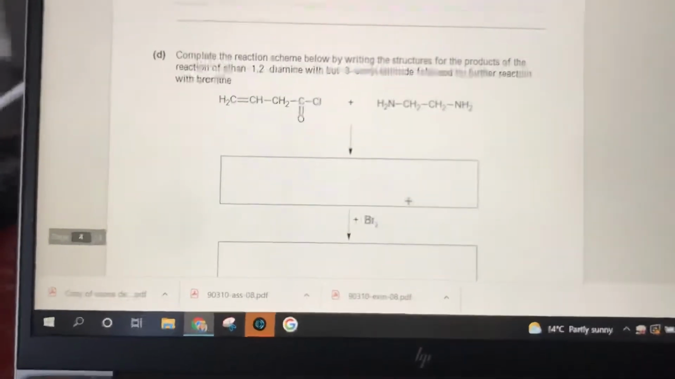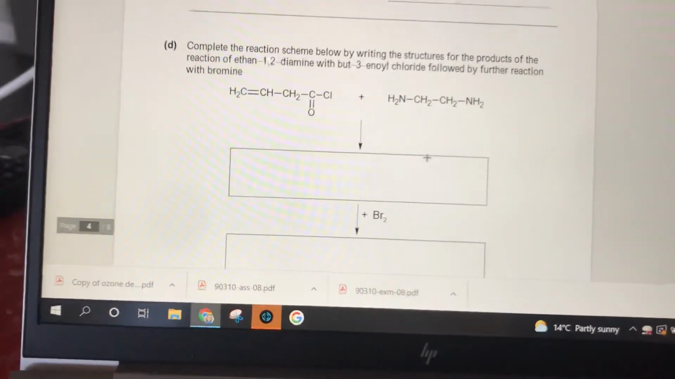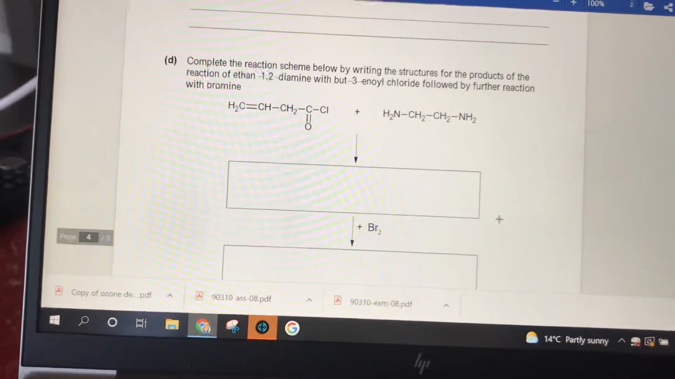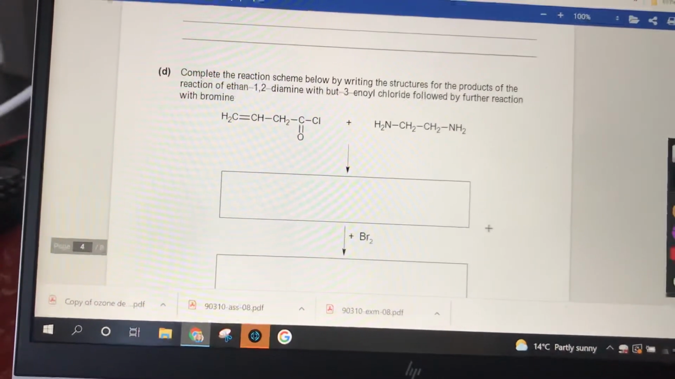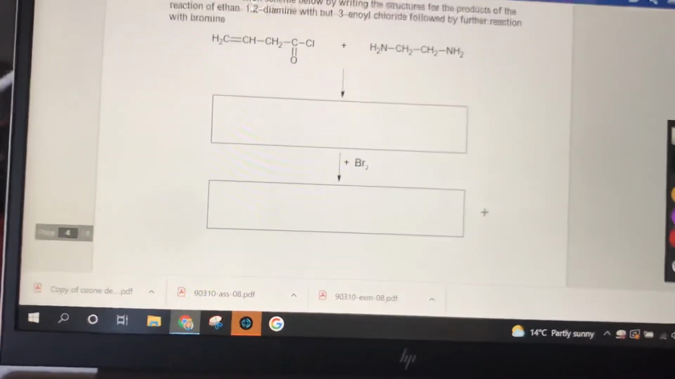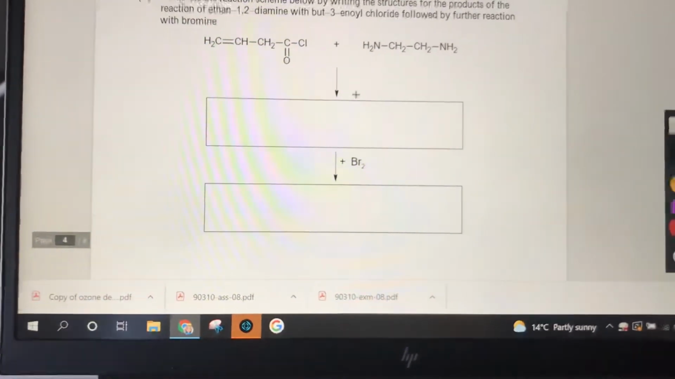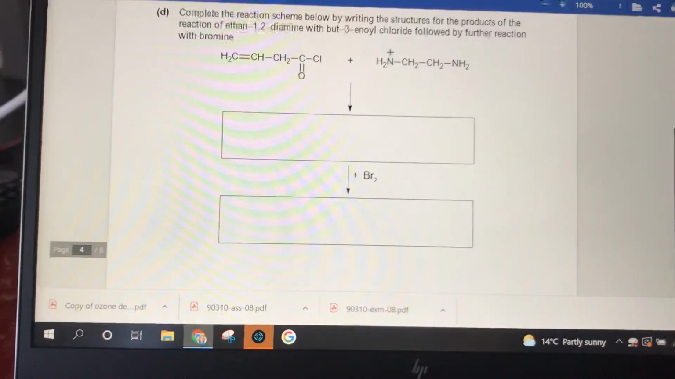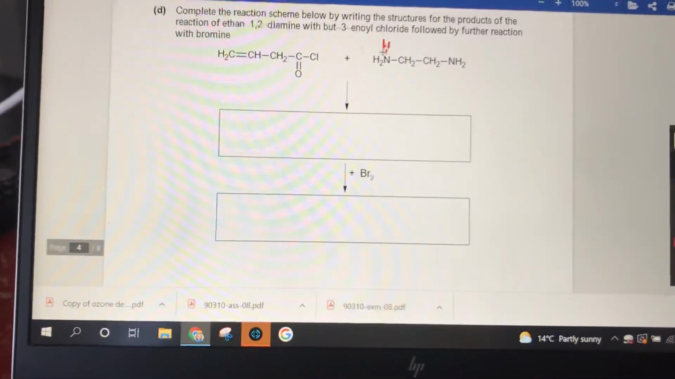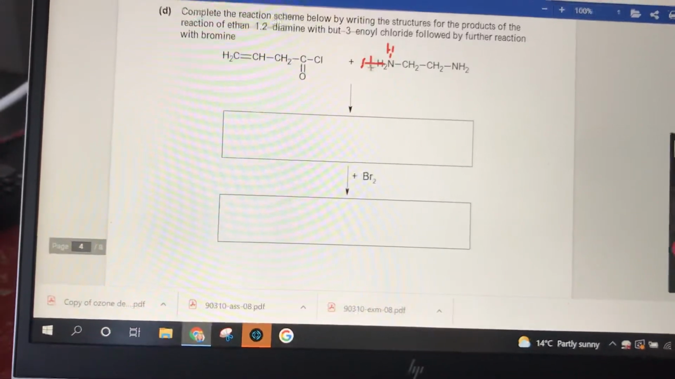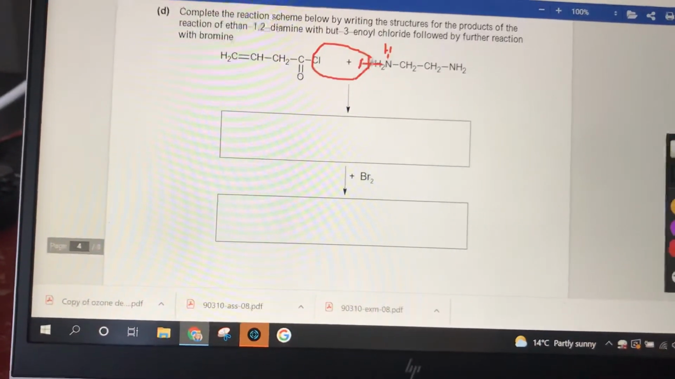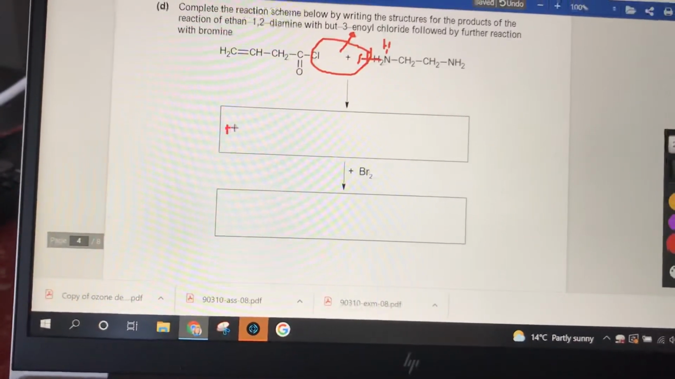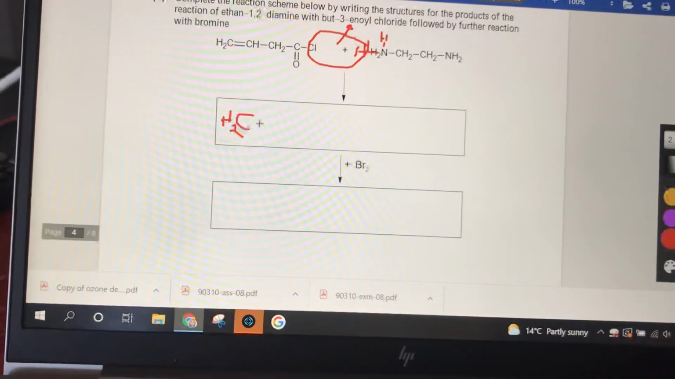Oh, we've got one more here. Complete the reaction scheme by writing the structures for the products of this reaction followed by further reaction. This is a little bit tricky, this one. I'm not actually quite sure what we ended up doing with this reaction product, but the simplest answer is if we redraw these two H's so that we've got one up and one out, we can do a condensation reaction where we remove the HCl and we join these together. So then we just copy it down. Okay, so it's just a normal condensation reaction here.